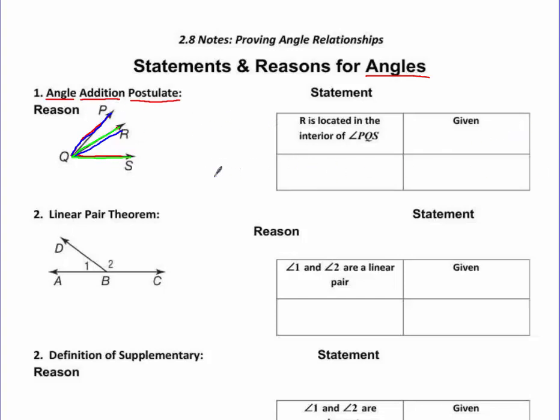So that tells us, and notice I'm starting way out here because this box is too small, the measure of angle PQR plus the measure of angle RQS equals the measure of angle PQS. And if you think about it, that just says that this piece plus this piece equals the whole piece. And so anytime we want to use that in a proof, we're using that because of the angle addition postulate.